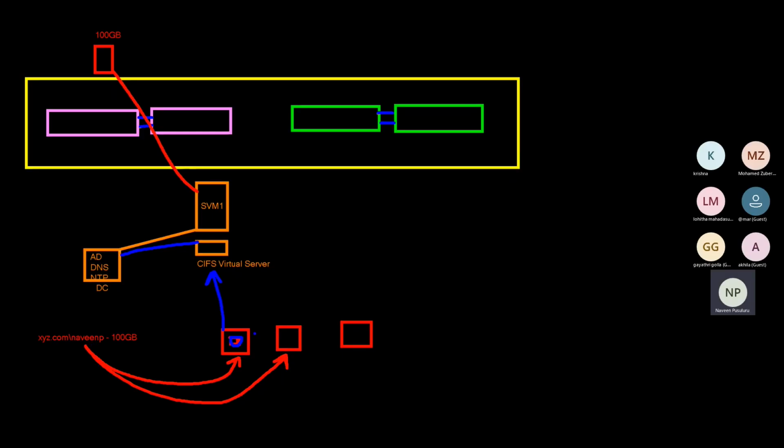If he tries to access the storage, he needs to provide his username and password, right? Whenever he enters the username and password, someone has to validate the data: whether the user is part of Active Directory, and whether the password he entered is correct. If the user is part of Active Directory and the password is correct, then Active Directory will send that confirmation to the CIFS virtual server, and the request will go forward.